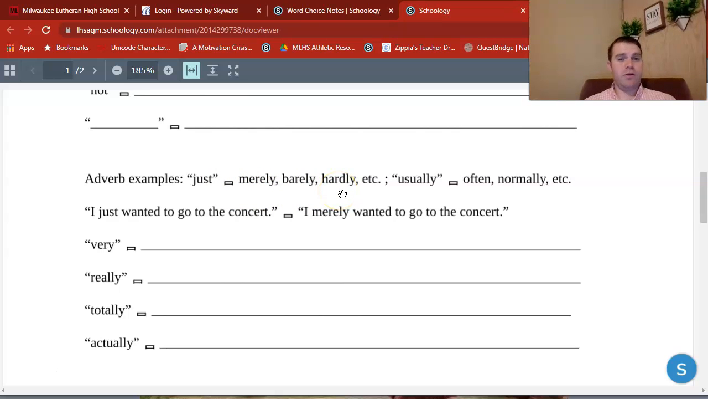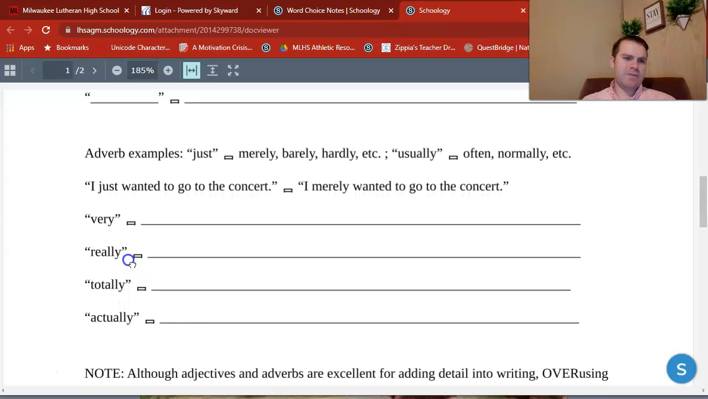I just wanted one cookie. I merely wanted one cookie, for instance. Usually is somewhat overused. I like to use often as a replacement for usually. To see this in a full sentence, I just wanted to go to the concert. I merely wanted to go to the concert is a better option.